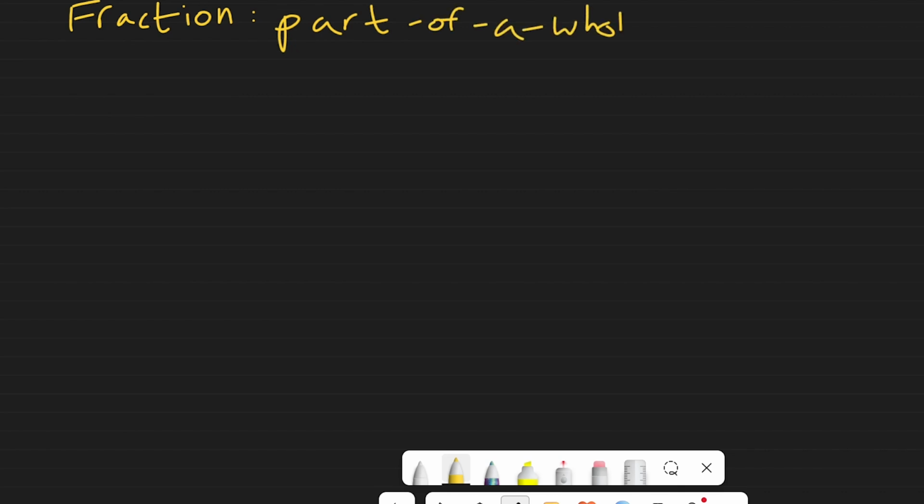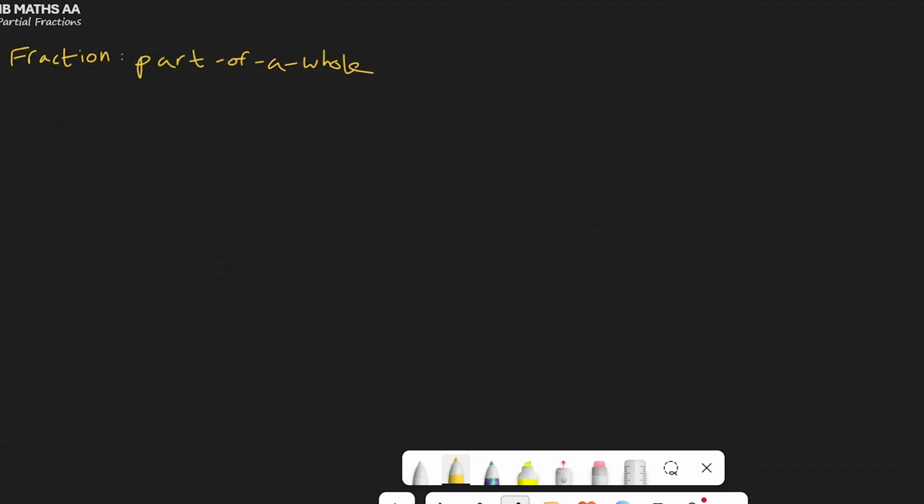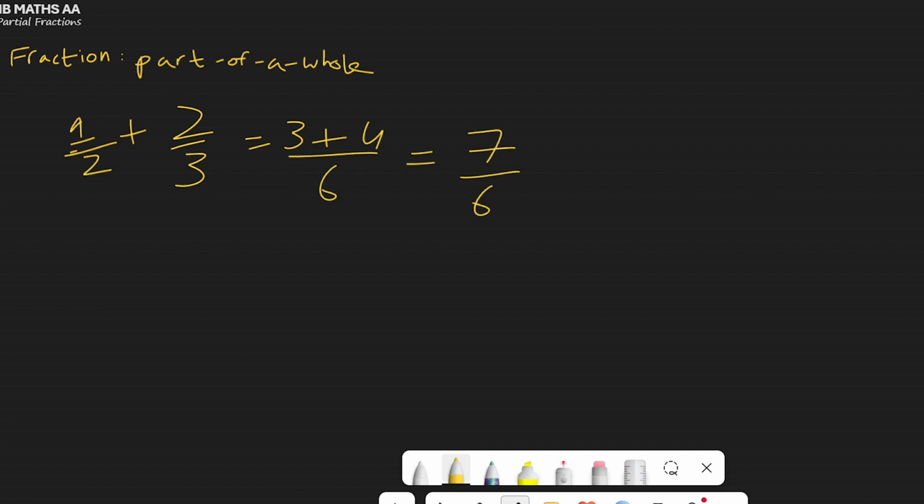The definition of partial fraction is what do we do when we have two fractions, like 1 over 2 plus 2 over 3. What we do is we take the LCM, so it would be 3 plus 4 over 6, and that would be 7 over 6, and then we will convert it to a mixed number, which would be 1 plus 1 over 6, which could also be represented as 1 whole 1 over 6. So that is how we add these fractions.